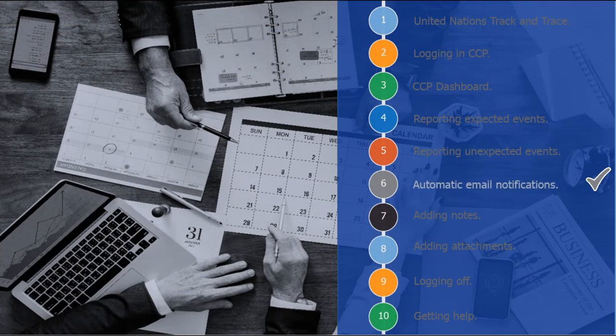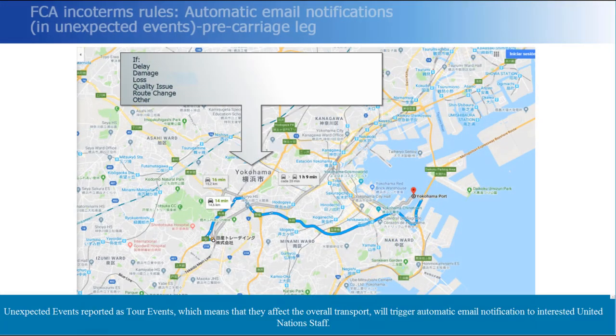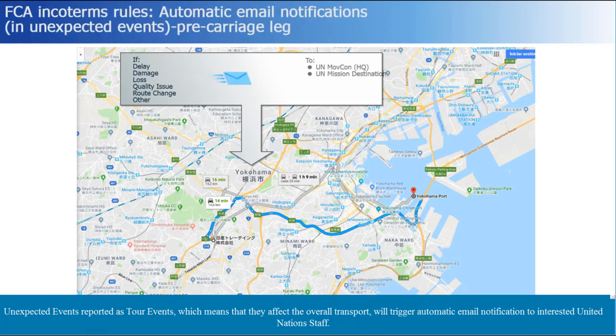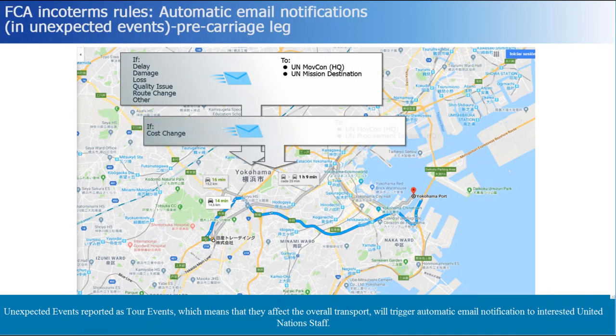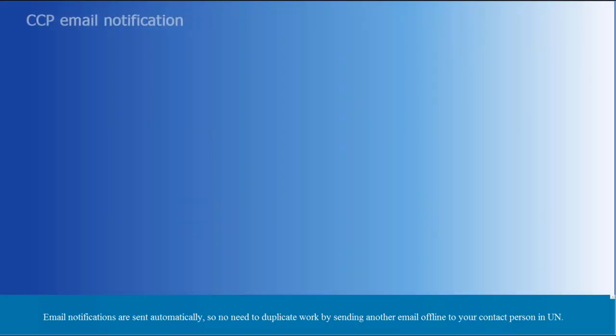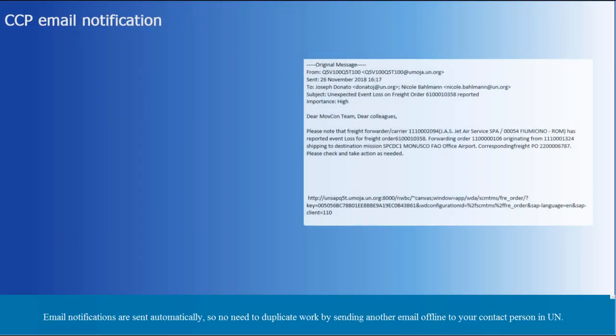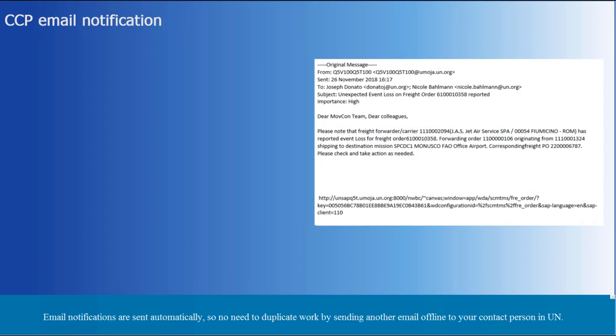Automatic email notifications. Unexpected events reported as tour events, which means that they affect the overall transport, will trigger automatic email notification to interested United Nations staff. Email notifications are sent automatically, so no need to duplicate work by sending another email offline to your contact person in UN.